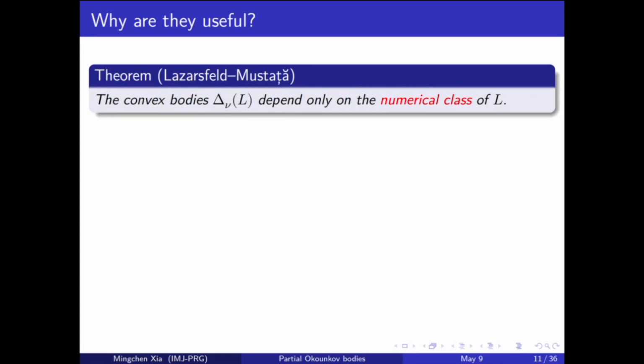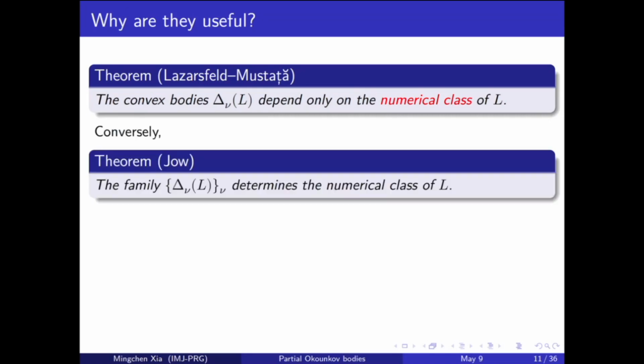That means if you have two different line bundles and they have the same intersection number with all curves, then they have the same Okounkov bodies. And that is not the most interesting point of the Okounkov bodies. The most interesting point is that there is a reverse. The reverse direction is also true.